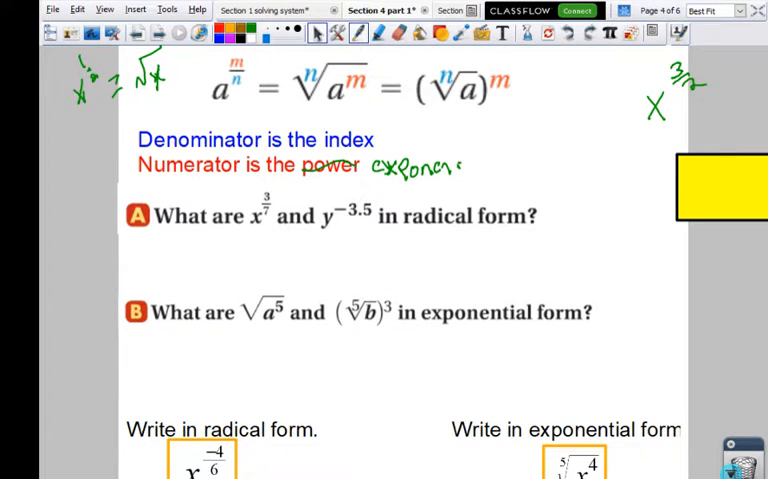Nope. I rewrote it. Alright, so I'm going to write x to the 3 over 7 in radical form.